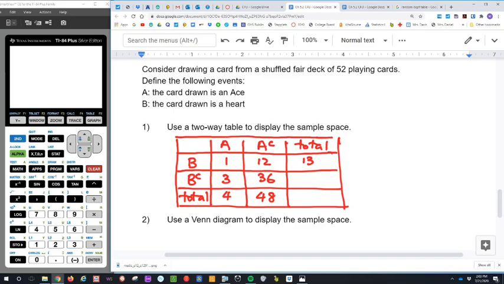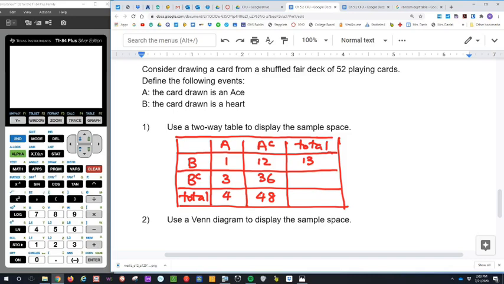The card drawn that is not an ace and is not a heart. So the answer is 36, because if you add up that column, it should total 48. So 12 plus 36 should give you 48. So in order to find that middle cell, the event that is not a heart and not an ace, we just take 48 minus 12, and that should give us 36.